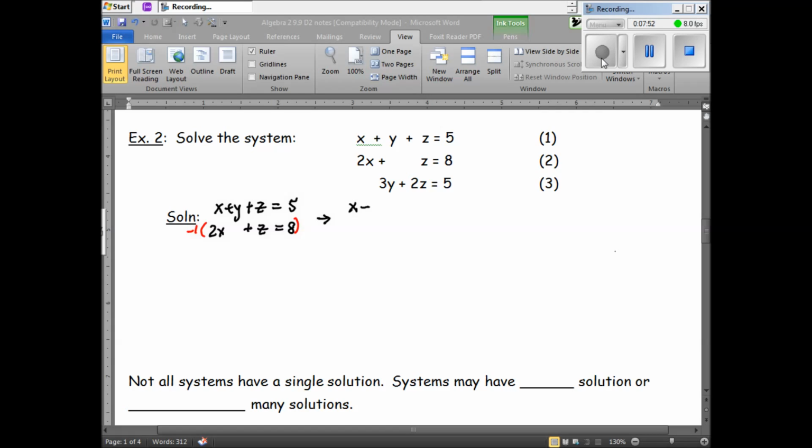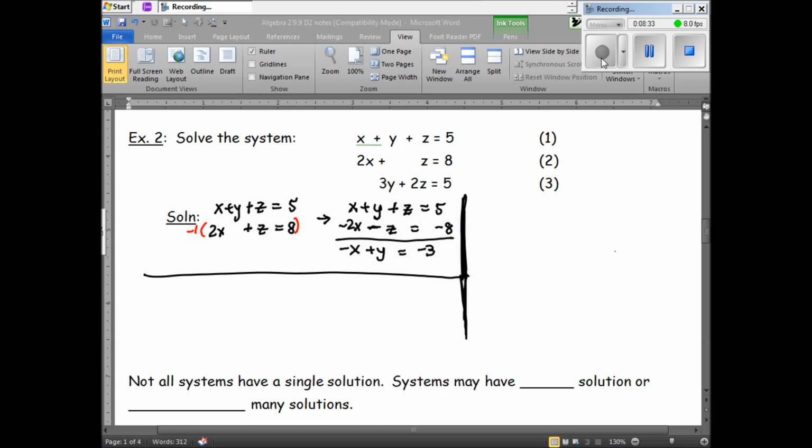Okay, so I have x plus y plus z equals 5 and negative 2x minus 2, or excuse me, minus z equals negative 8. Okay, so adding these, I get negative x plus y, because the z cancels out, equals negative 3. Okay, so that's kind of stage 1, right?